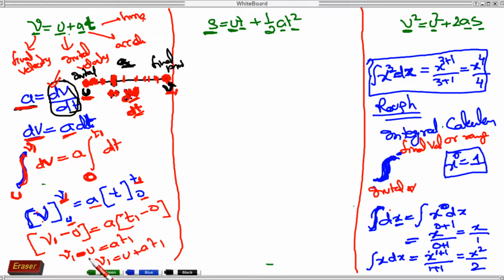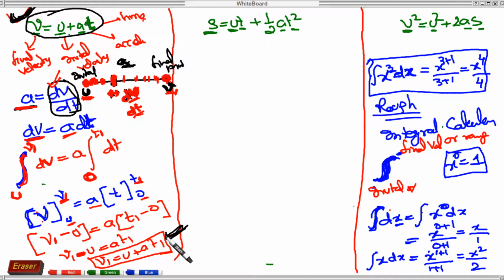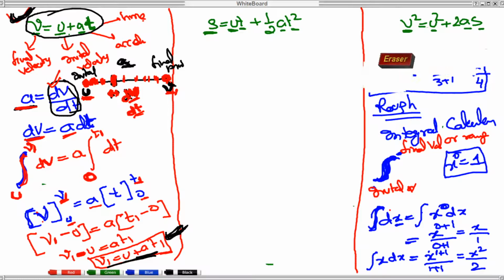You can see that this equation we derived, this is the equation that we have here, we derived it in this way. So this is how we did it. Now let's see how the second equation will be derived.